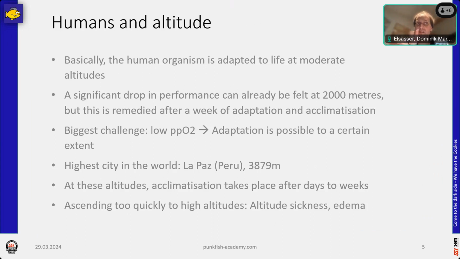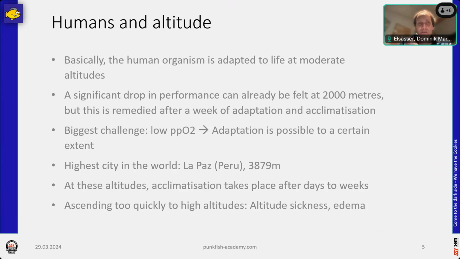Of course, other things come into play here. It's cold at high altitudes and so on. But we are relatively limited in that range. But we can do well. And of course, as we have seen, at 3,800 meters also dives can be successfully done.